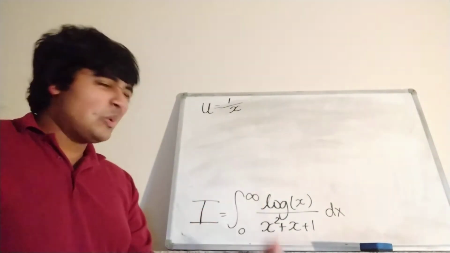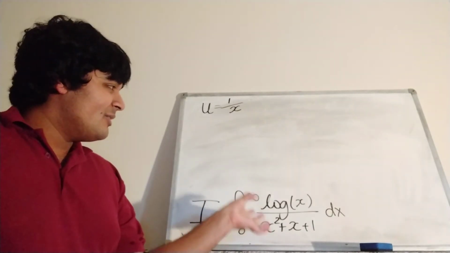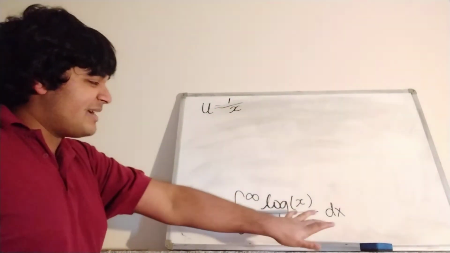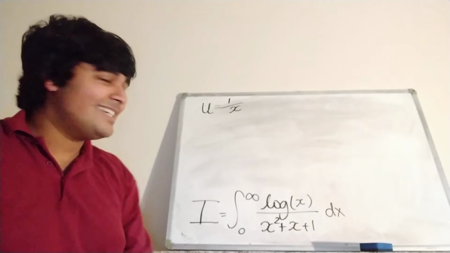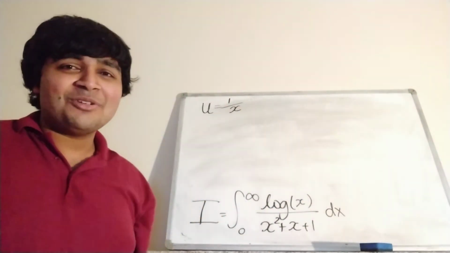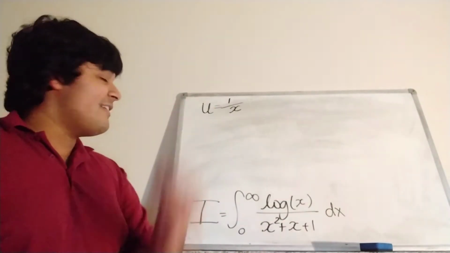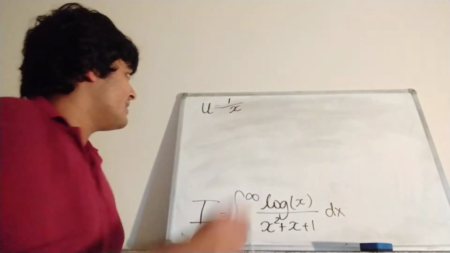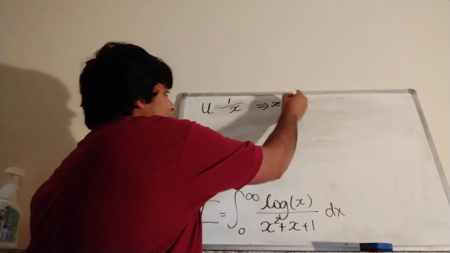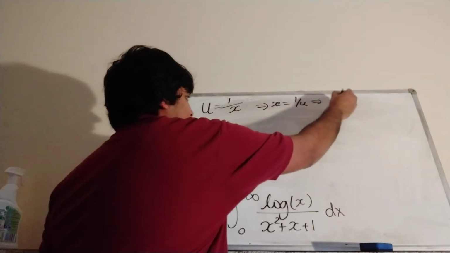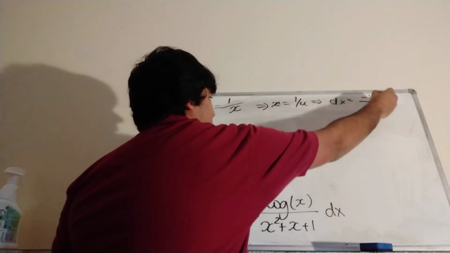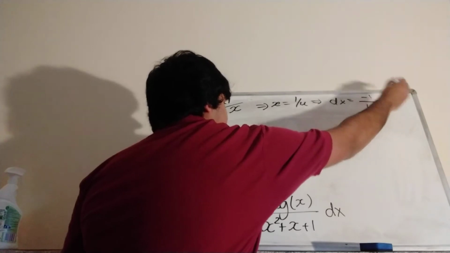I guess there are logs in there, and when you take the derivative of this, you're going to get an x squared, which works nicely with the denominator. But apart from that, there's no real intuition as to why you should do u equals 1 over x. It's kind of a leap of faith. Let's do it. u equals 1 over x. So that means x equals 1 over u, and that means dx is equal to minus 1 over u squared du.